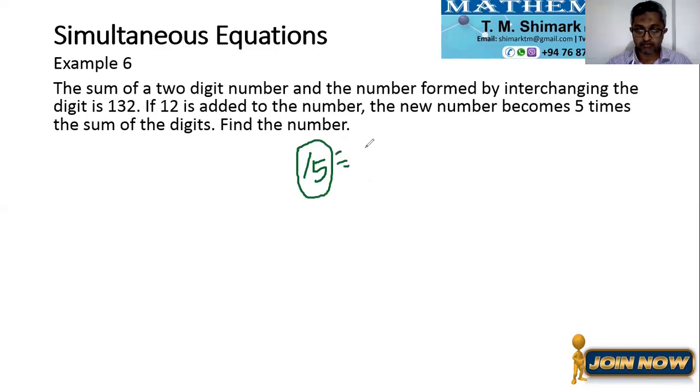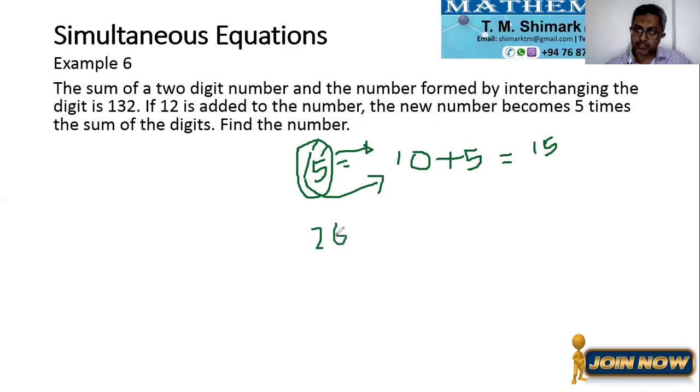Let's say 15. The number has a first digit and a second digit. I'm talking about the place values, right? Here the place value for the first digit is 10, and the second digit is 5. What I told about 10 is the place value, right? If it is 26, my answer will be 2 into 10 place value plus 6, right?